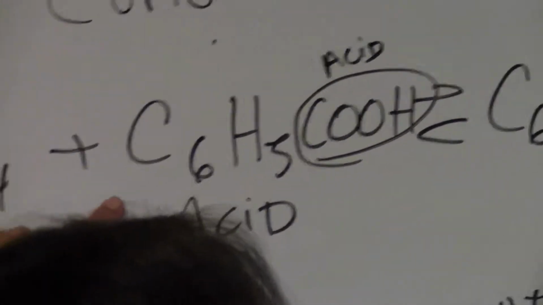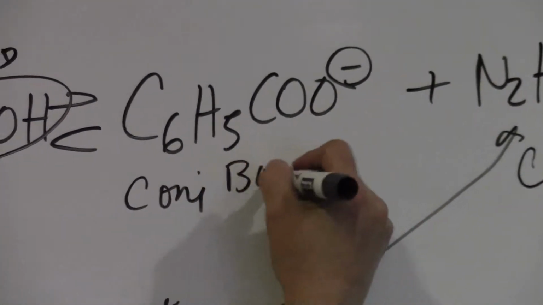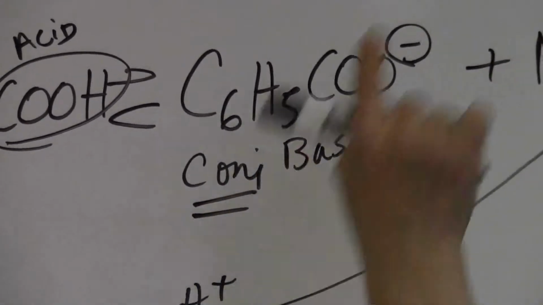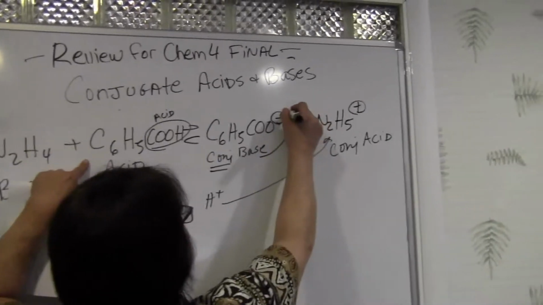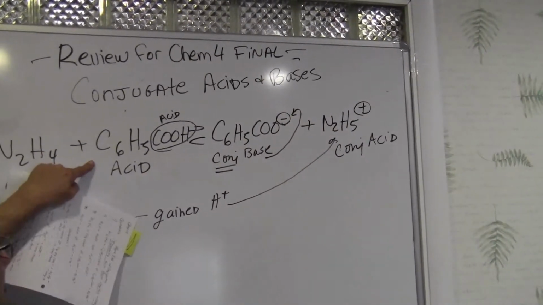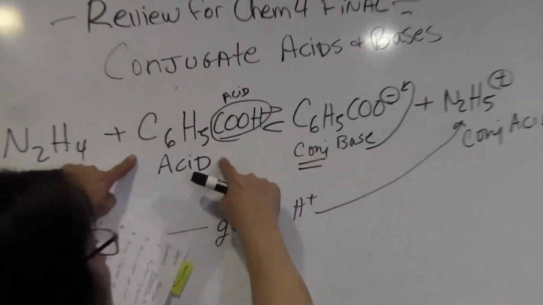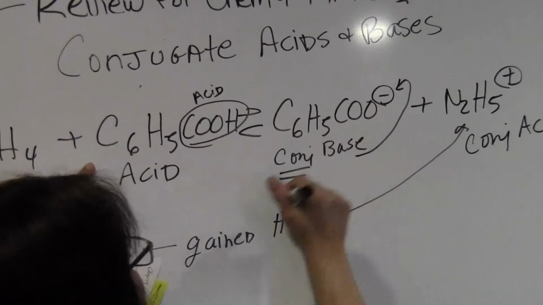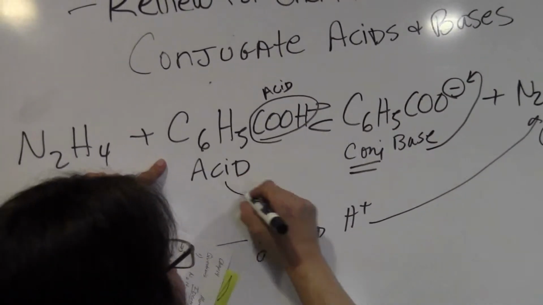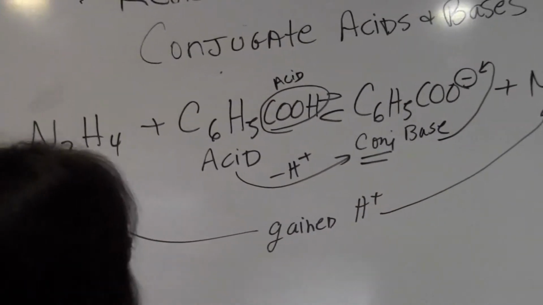We know that this is a conjugate base, don't we? We know it's conjugate because it's on the right side of the equation. We know it's a base because it's got a negative charge. So what happened in between here and here? We lost that hydrogen. We went from neutral to negative. When you lose a hydrogen from an acid, it becomes a conjugate base.